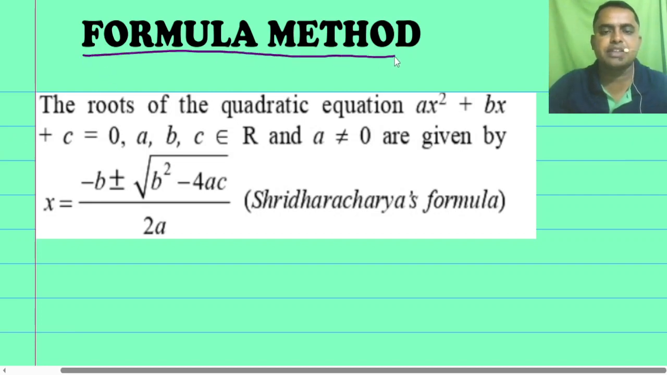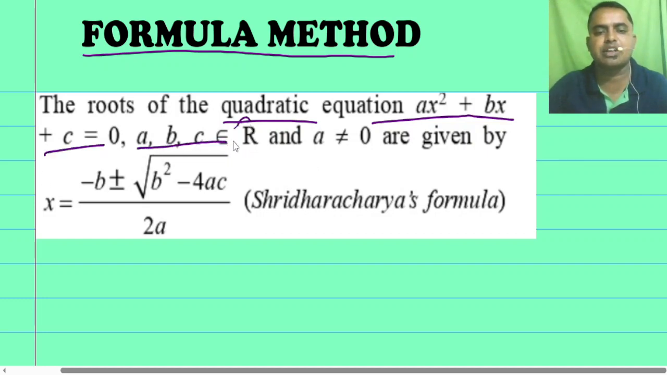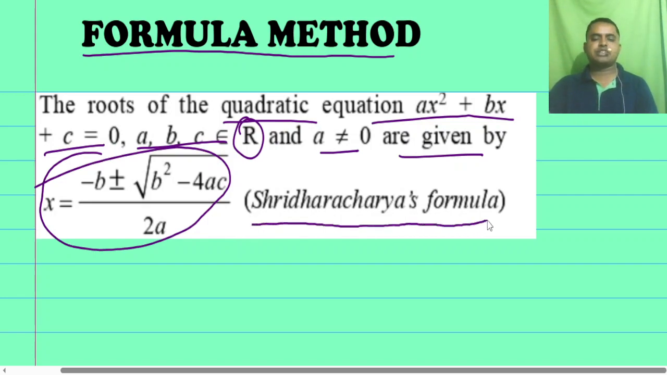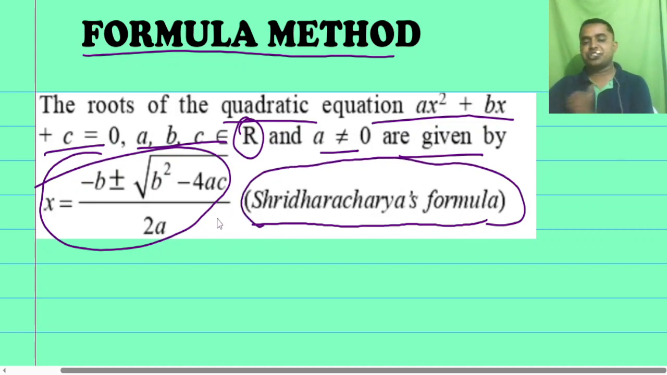Here in the formula method, the roots of the quadratic equation ax square plus bx plus c is equal to 0, where a, b, c belong to real numbers and a is not equal to 0, are given by x is equal to minus b plus or minus root of b square minus 4ac divided by 2a. This formula is known as Sridhar Acharya's formula, or Sridhar formula. When factorization is not possible, at that time we apply this formula.